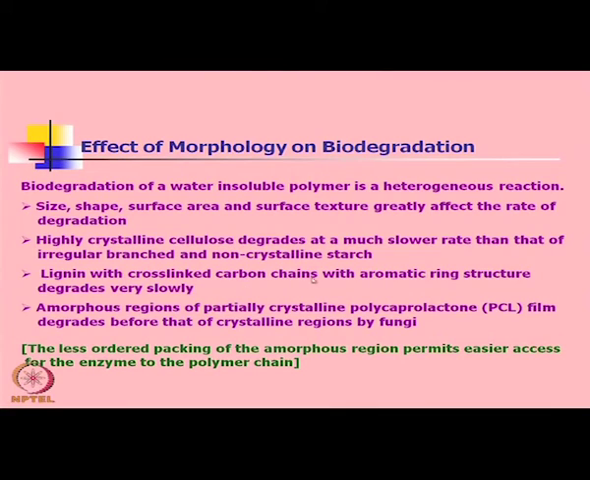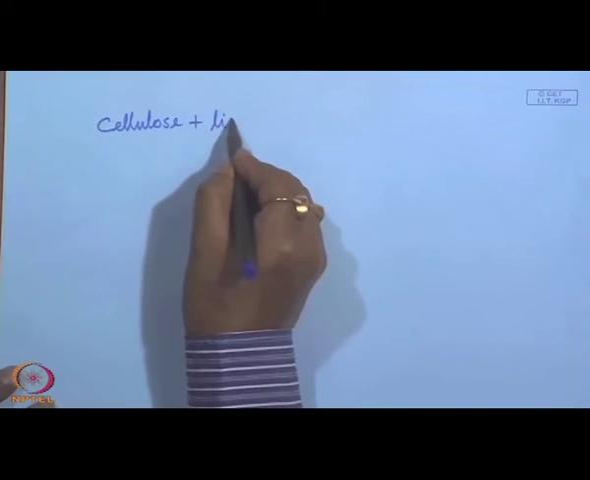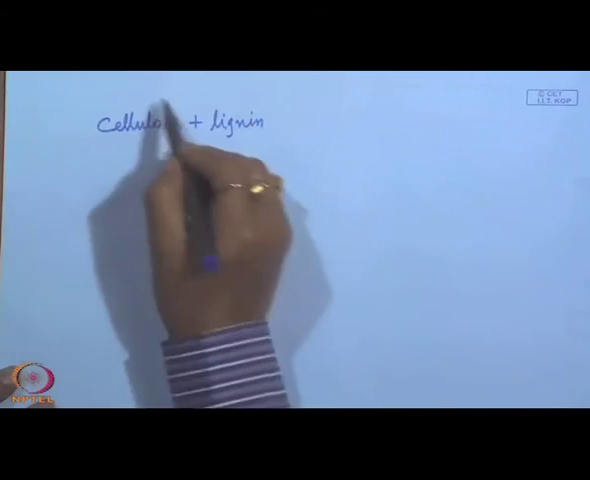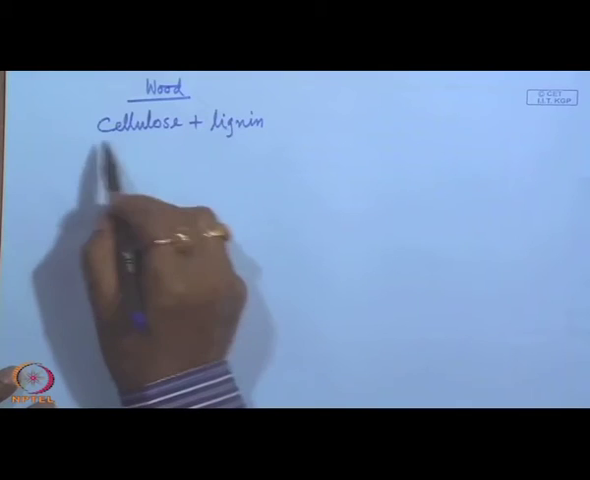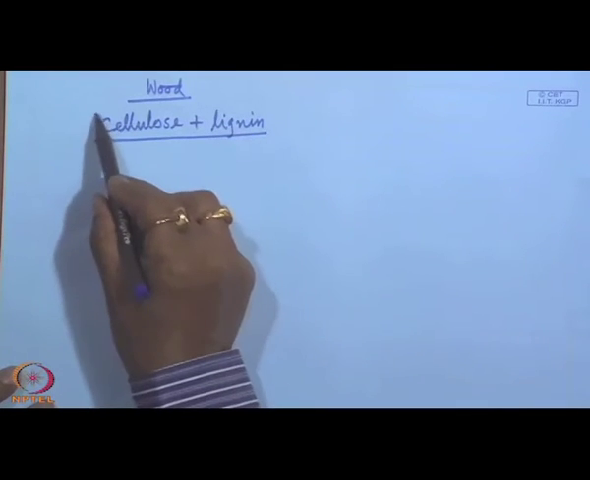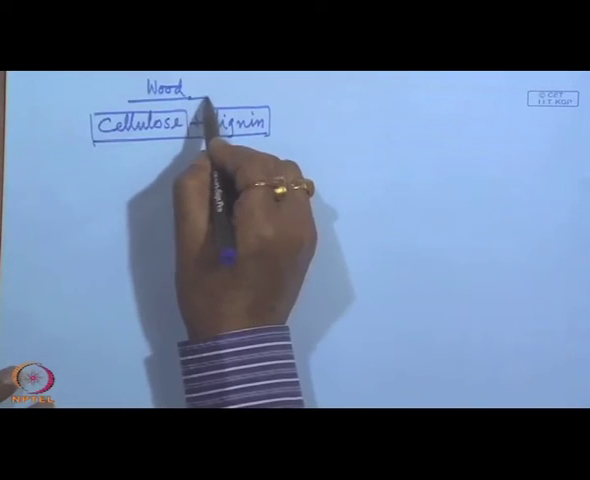Lignin, with cross-linked carbon chains and aromatic ring structure, degrades very slowly. Now, lignin is a polymeric material. Lignin occurs in nature in wood as a matrix material. Cellulose plus lignin makes the wood. That means wood is basically made of cellulose and lignin, where cellulose is the fiber and lignin is the matrix, and together they form this wood composite.